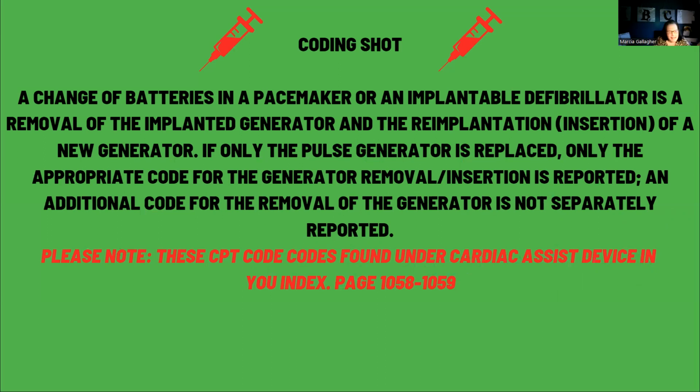Please, please, please go to your index and label on page 1058 or 1059. Put a tab that says pacemaker, defibrillator, or cardiac assist devices. And remember that that's where it's found in your index, because it's going to be like finding a needle in a haystack if you don't remember that. That is a great tool to have.